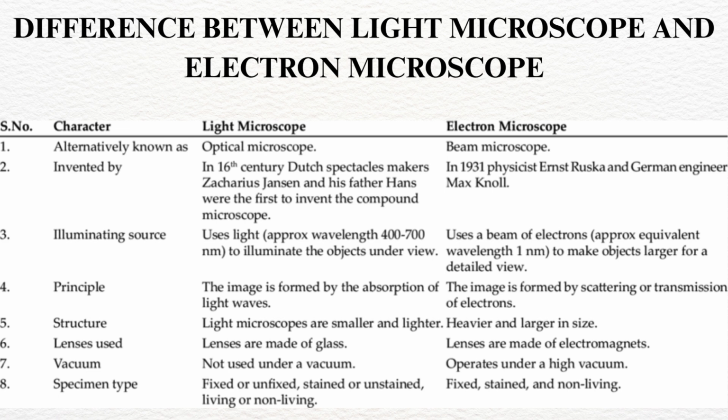In light microscopy, the image is formed by the absorption of light waves. In electron microscopy, the image is formed by the scattering or transmission of electrons. Light microscopes are smaller and lighter, whereas electron microscopes are heavier and larger in size. In a light microscope, lenses are made of glass, but in electron microscopy, lenses are made of electromagnets. Light microscopes are not used under a vacuum, but the electron microscope is operated under a high vacuum.